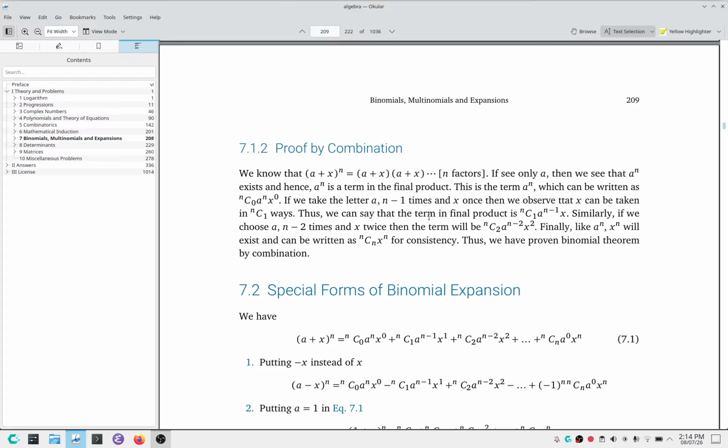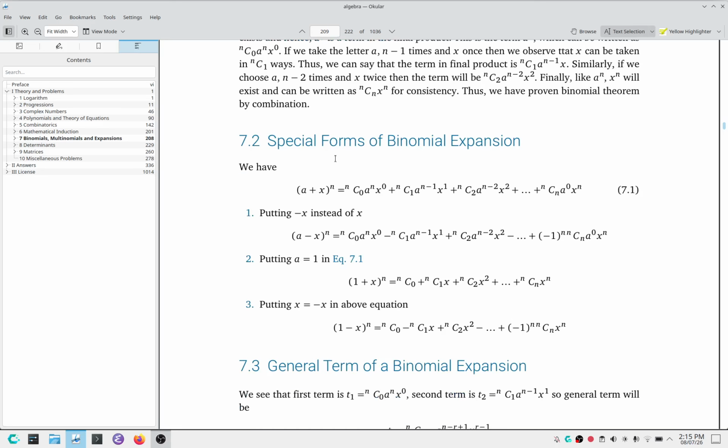Thus, the term in the final product is nC1 a raised to the power n minus 1 x. Similarly, if we choose a n minus 2 times and x twice, then the term will be nC2 a raised to the power n minus 2 x square, and so on. Thus, we have proven the binomial theorem by combination.